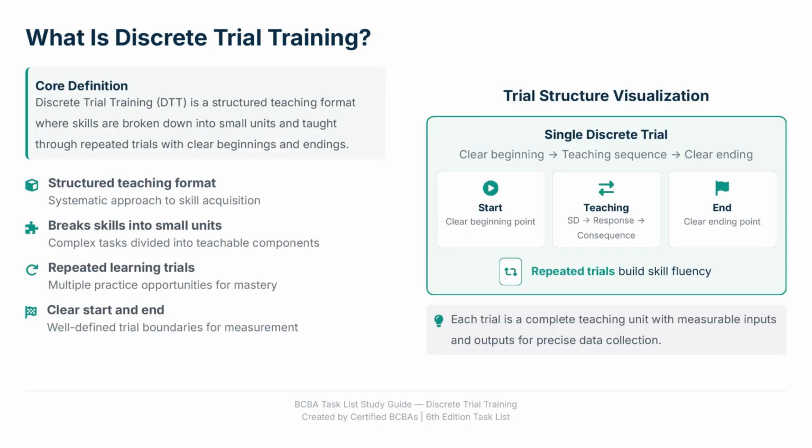Discrete trial training is defined as a structured teaching format in which skills are broken down into small, teachable units and taught through repeated trials with clear beginnings and endings. The key idea here is that complex skills are divided into manageable components, and each trial represents a complete teaching opportunity. Because each trial has a defined start and end, we can collect very precise data on both inputs and outputs, which allows for accurate measurement of learning.